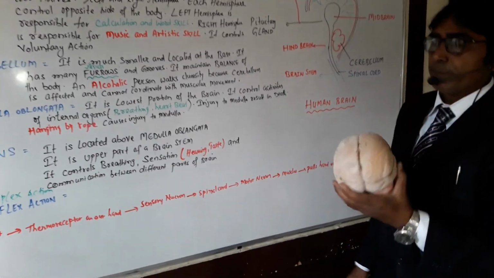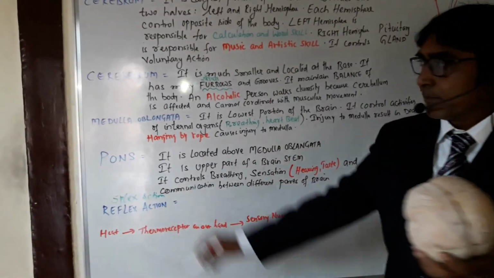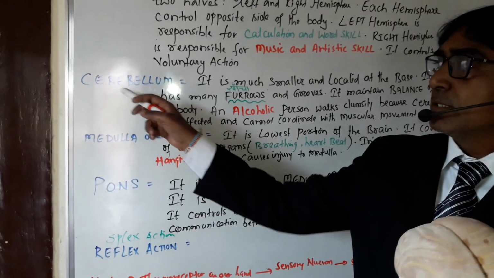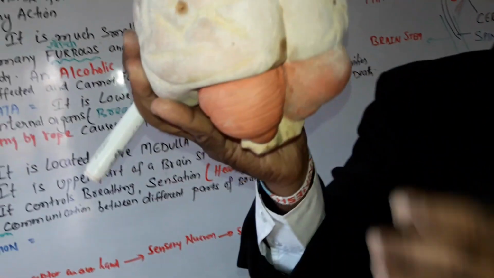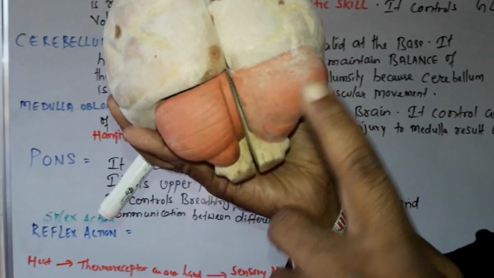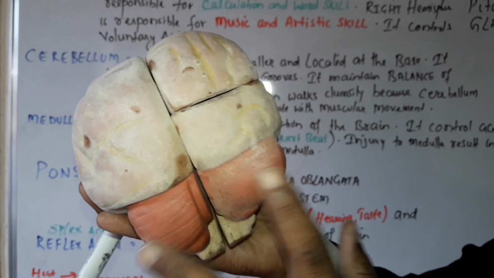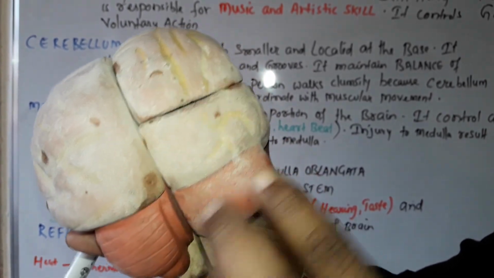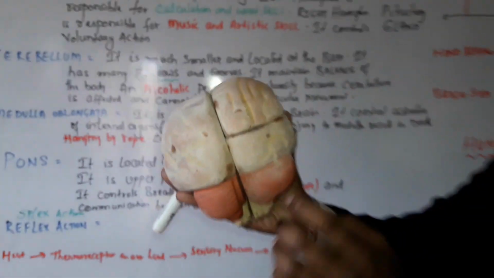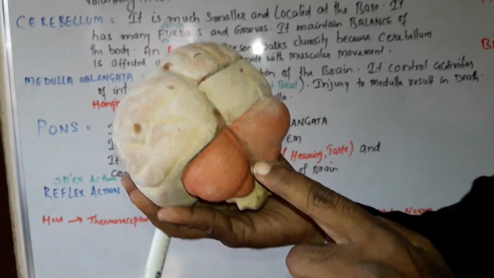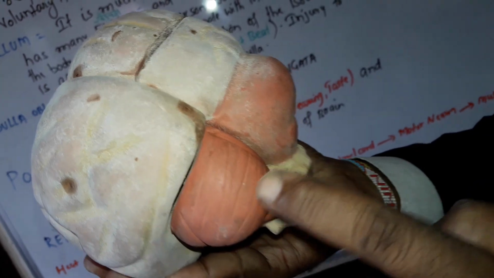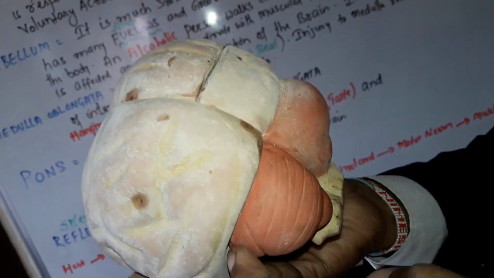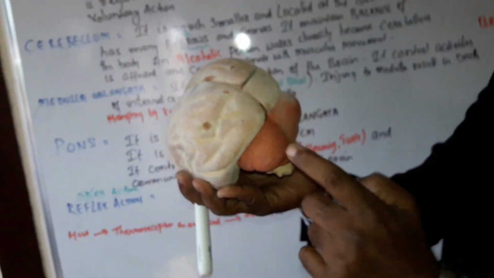The second part of the brain is the cerebellum. This is the cerebellum, the second part of the brain. Now from the model you can see the cerebellum here, located at the base of the forebrain. This is the smallest part of the brain. The cerebellum has grooves and furrows. You can see these grooves and furrows.